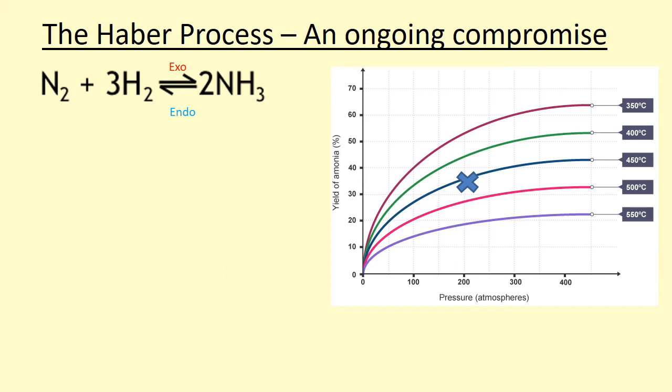And then at temperature, ideally we would have it as low a temperature as possible, but if we have it at low temperatures, it is ridiculously slow. There's demand for the product, and industry wants to get the product quickly, so they go for a temperature of 450 degrees Celsius as being low enough that the yield is still okay, and high enough that it's happening at a quick enough pace, being produced fast enough for them. So the Haber process: an ongoing compromise.